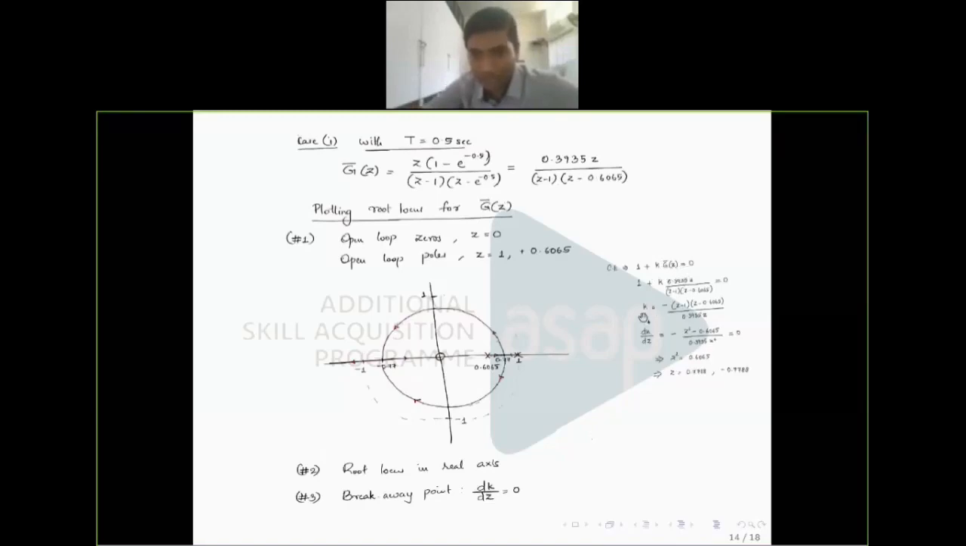So if you substitute, you can write k in terms of z, and if you differentiate and equate to 0, you will obtain the breakaway point as 0.77 and minus 0.77. By observation, you can see that 0.77 is the breakaway point and minus 0.77 is the break-in point. And you can find how many asymptotes there are. The number of poles minus the number of zeros is 1, so there is one asymptote, and if you find the angle, it will be minus 180.